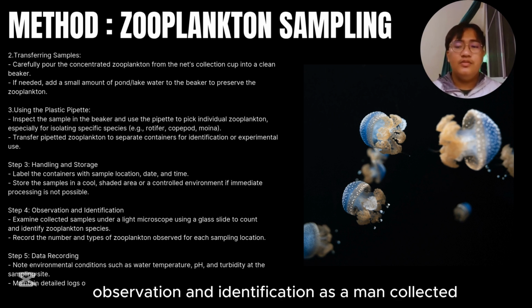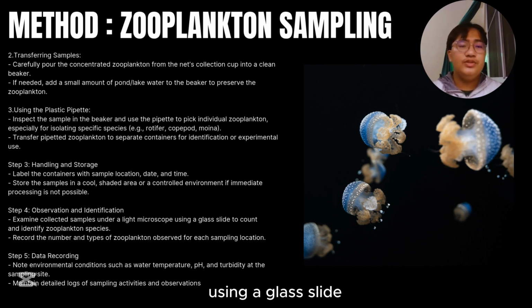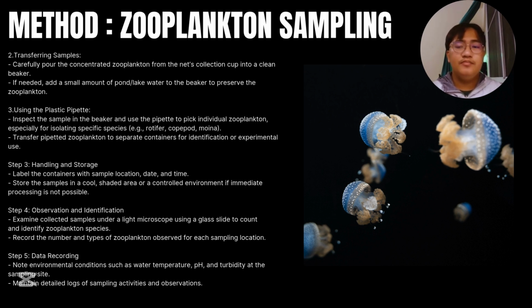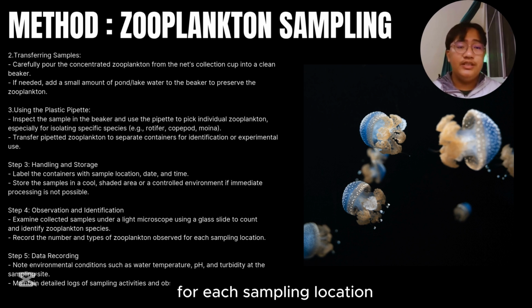Step 4, observation and identification. Examine collected samples under a light microscope using a glass slide to count and identify zooplankton species. Record the number and type of zooplankton observed for each sampling location.